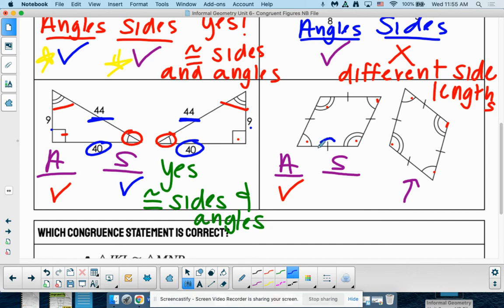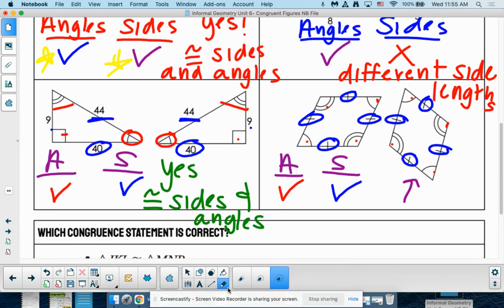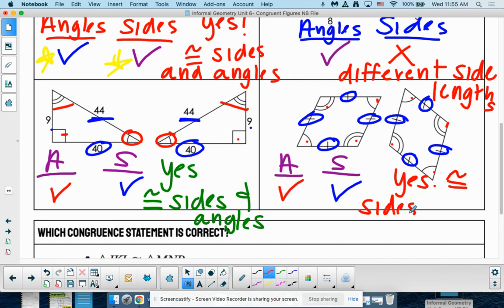And then our sides, actually, you guys see how they're all the exact same size? They're all just one tick mark. We'll learn about this later in the year too. That's called a rhombus. So our sides do work out. So this would be another good example of congruent figures. So you're going to say yes, congruent sides and angles.